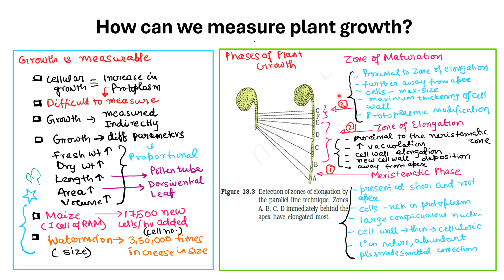The last part is the zone of maturation. In this zone, the cells have already attained the maximum size or maximum elongation. They have also undergone maximum thickening, and all the necessary protoplasmic modification has already taken place in the cells of the zone of maturation. So they are all matured and have a specific function. The length or dimension of the cell does not change much in the zone of maturation. I hope you are clear about the different phases of plant growth.